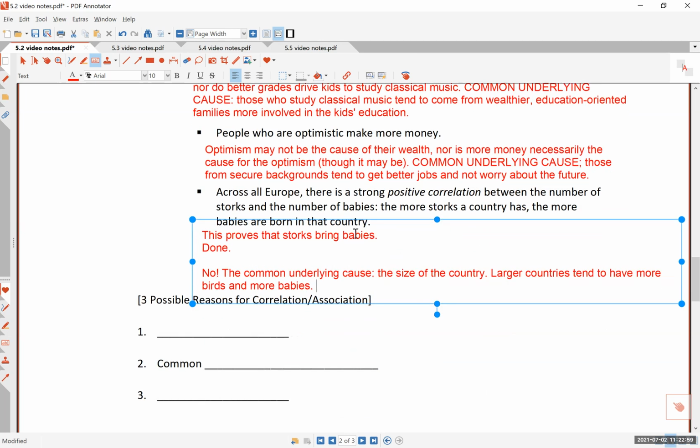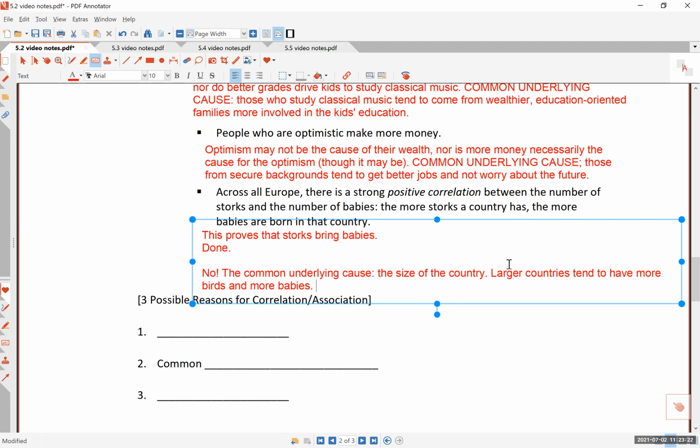Oh, by the way, the other cause: I'm saying that this proves that the storks bring babies. You could also say the babies bring storks if you believe in causation. Of course, neither causation is true. Storks don't bring babies and babies don't bring storks. There just happens to be a positive correlation because of the size of the country.